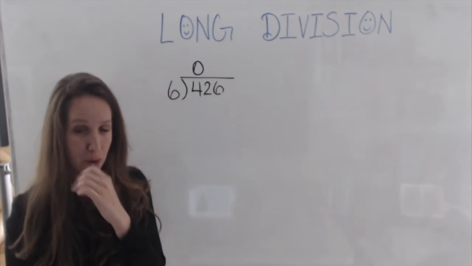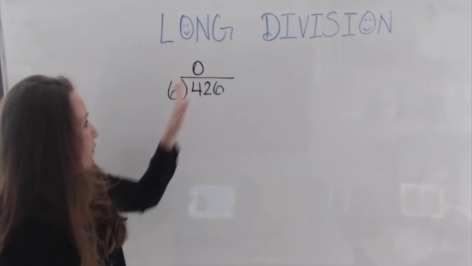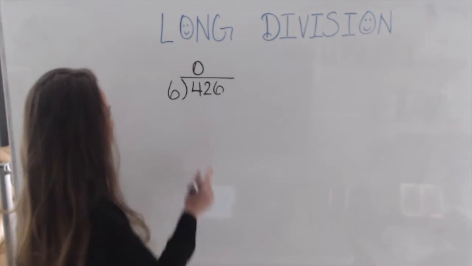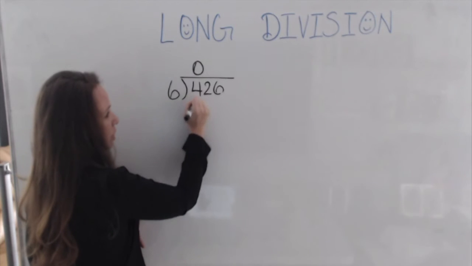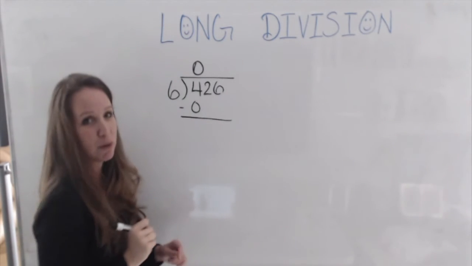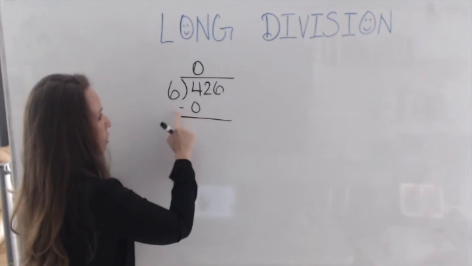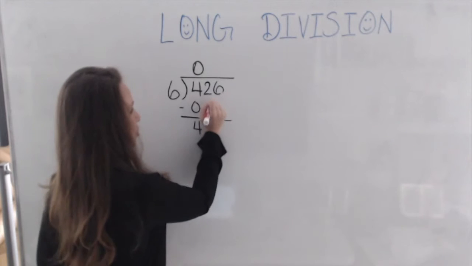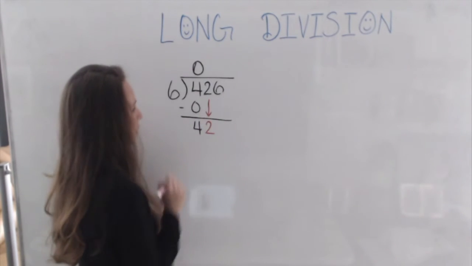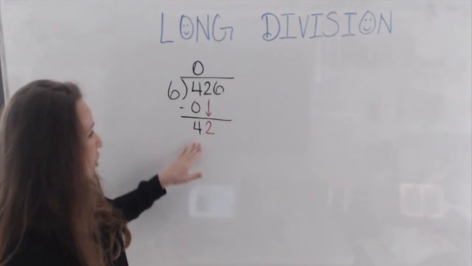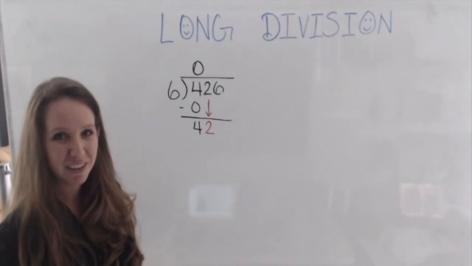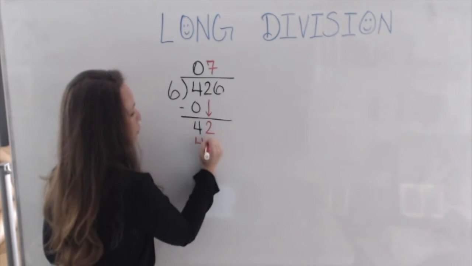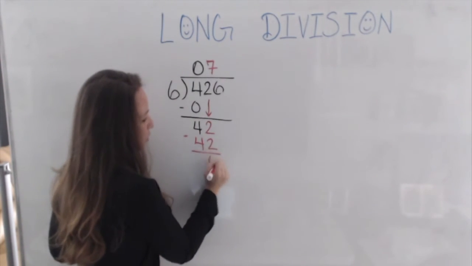Now, this is important. Some people say you can leave off that 0. I like putting that 0 in because it's a good habit for later on. So 6 times 0 is 0, and we subtract, just like we've been doing every other time. 4 minus 0 is 4. Now, we're going to bring down the 2. How many times does 6 go into 42? It's a perfect one. It's 7 times, because 6 times 7 is 42. And when we subtract, we get a 0.